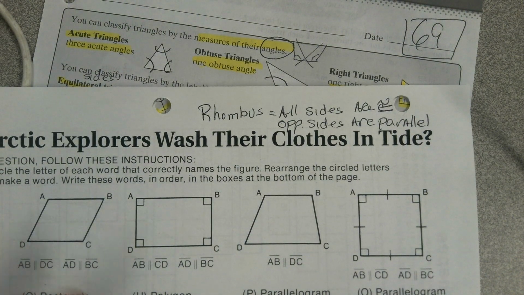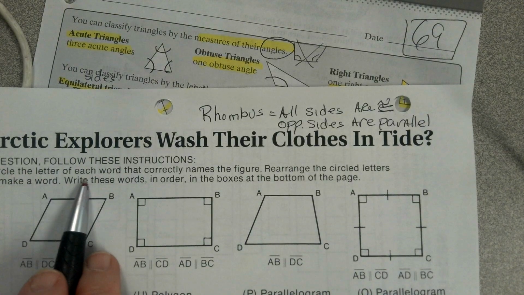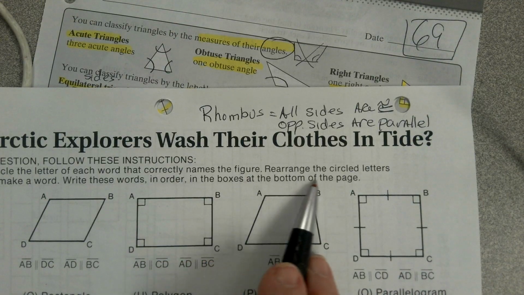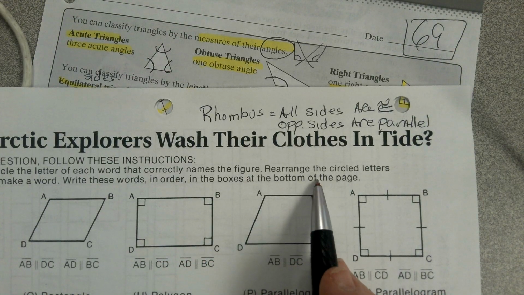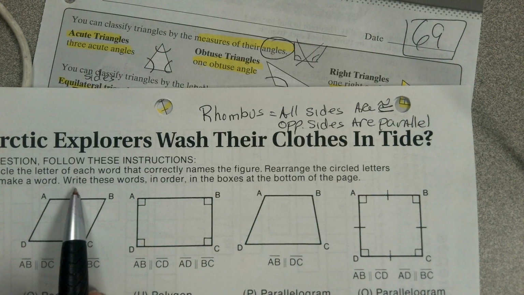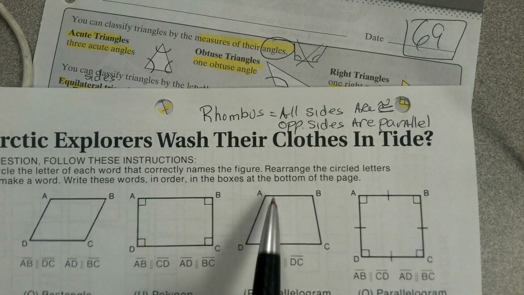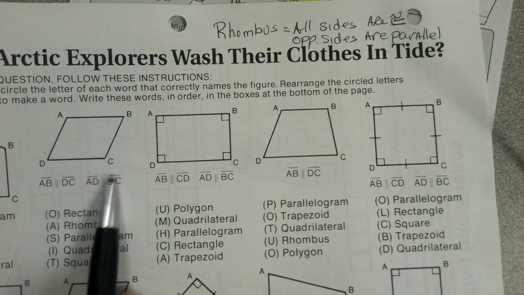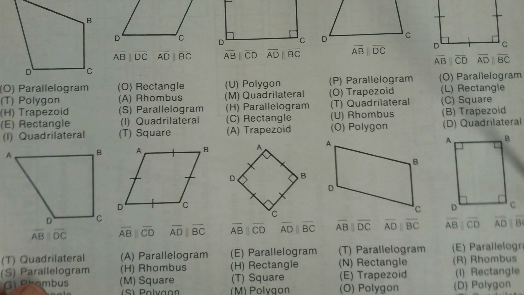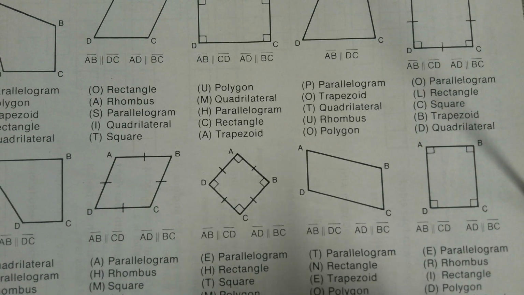So it says to answer the questions, follow these instructions. Under each figure, circle the letter of each word that correctly names the figure. Rearrange the circled letters under each figure to make a word. Write these words in order in the boxes at the bottom. So there's 1, 2, 3, 4, 5. You put your answer to 1, 2, 3, 4, 5. And this is starting for 6, 7, 8, 9, 10. So let's see if we can do one of them.